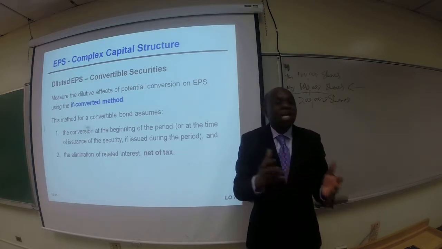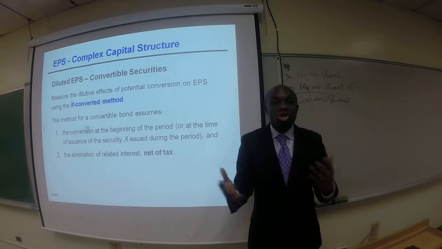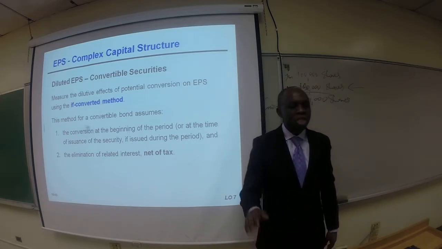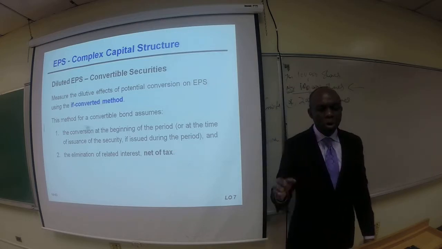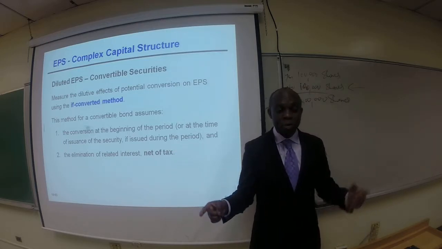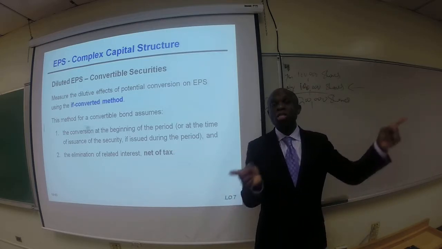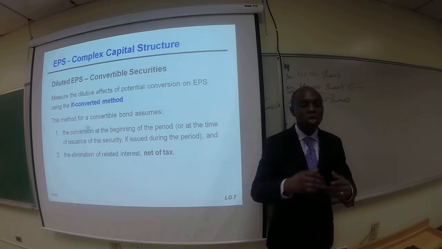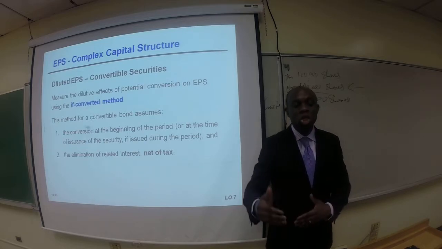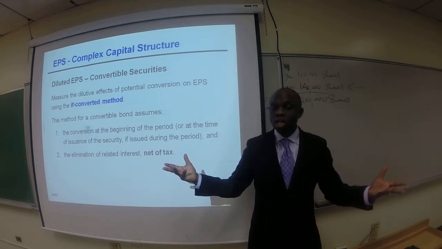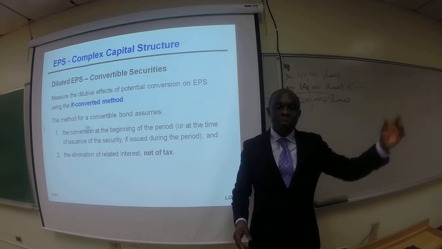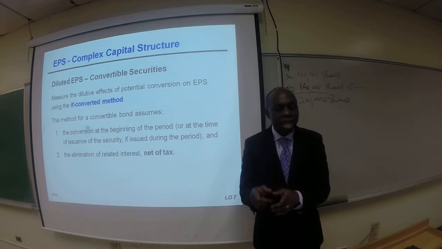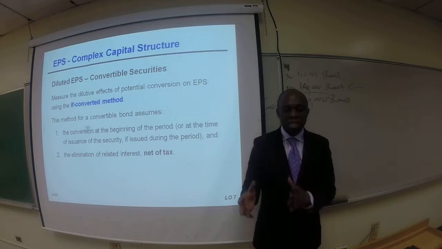The securities are not converted, it's just an assumption. If they are converted, what will be the impact? So this method for a convertible bond assumes the conversion at the beginning of the period. So the assumption is it happens at the beginning of the period or at the time of issuance of the security, if issued during the period. So that is a rule that you need to know. Assumption, beginning of the period. However, if it is issued during the year, then we have to take that into consideration.